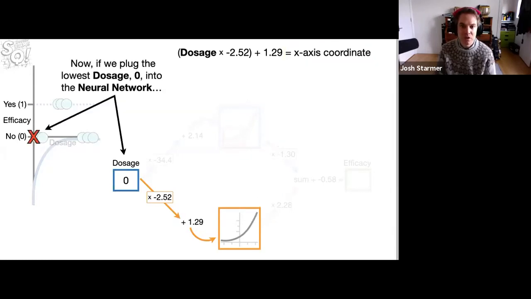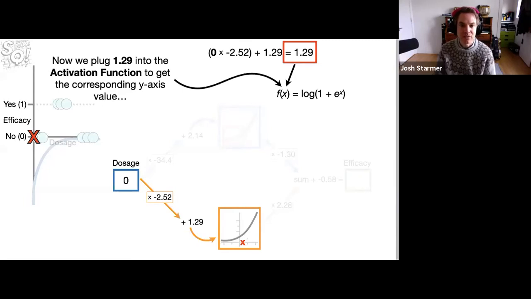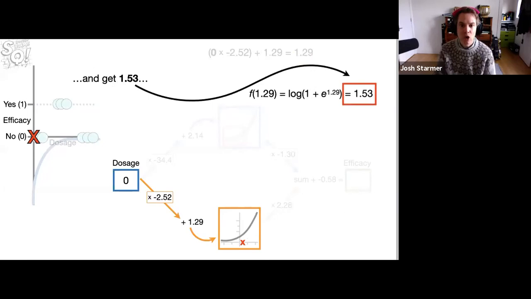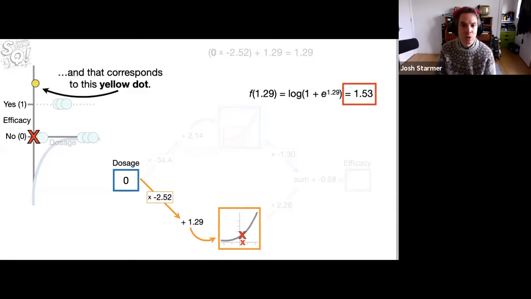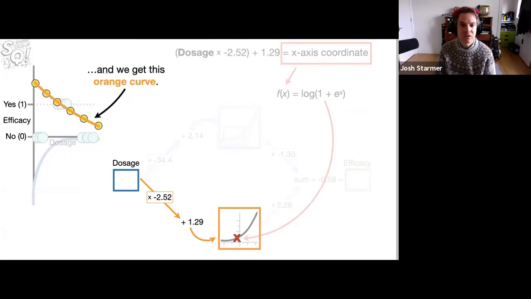Now, if we plug the lowest dosage, 0, into the neural network, then the x-axis coordinate for the activation function is 1.29. Now we plug 1.29 into the activation function to get the corresponding y-axis value, and get 1.53. And that corresponds to this yellow dot. Now we just plug in dosage values from 0 to 1 to get the corresponding y-axis values, and we get this orange curve.